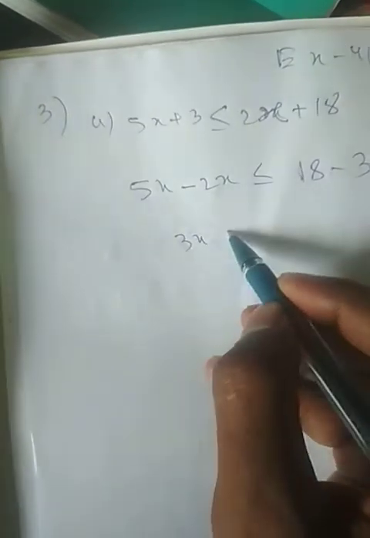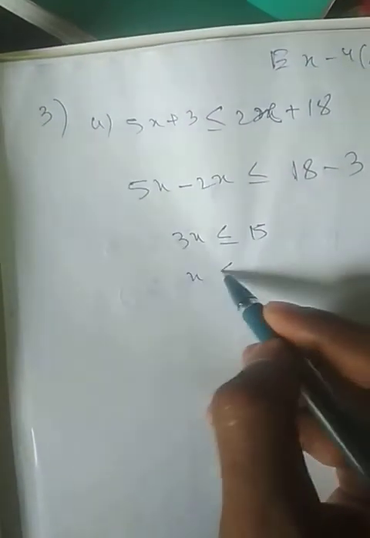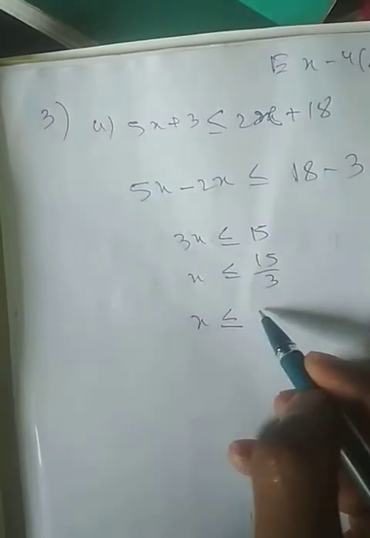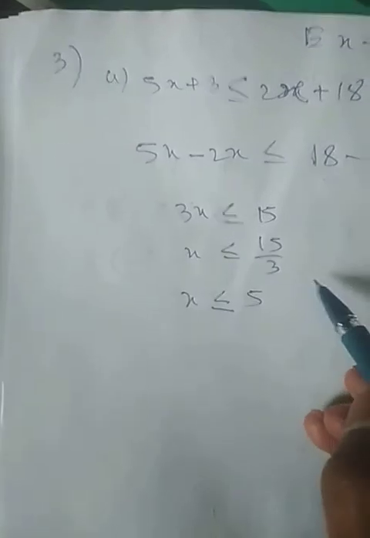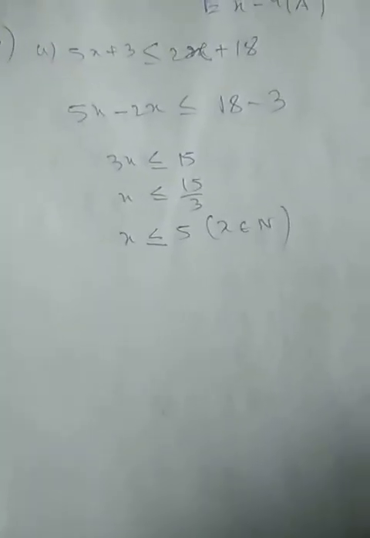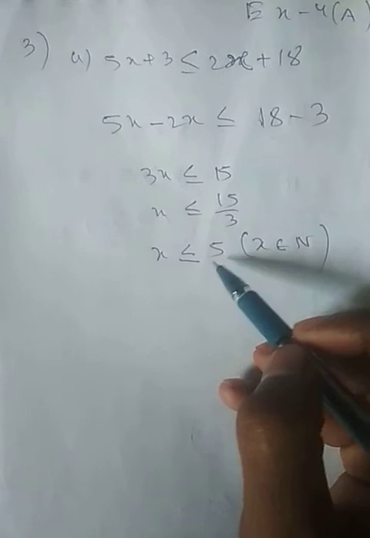So I got 3x less than 15. So I got x less than 15 by 3. So x less than 5. X less than or equal to 5 I got, and it is already said x belongs to natural number. Natural number means which are natural numbers? 1, 2, 3, 4. But the value of x is less than 5 or equal to 5.